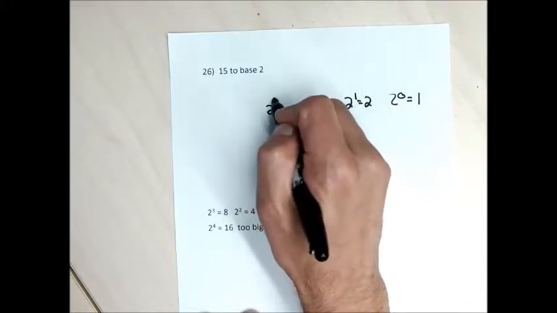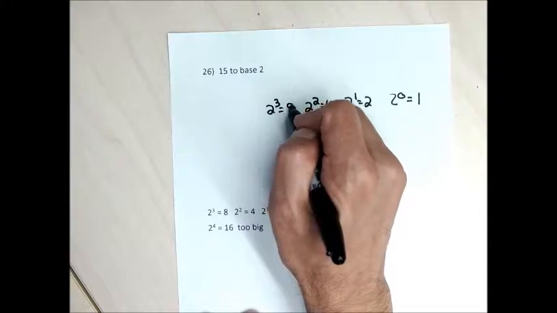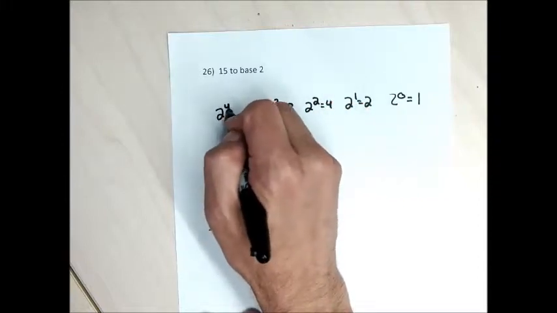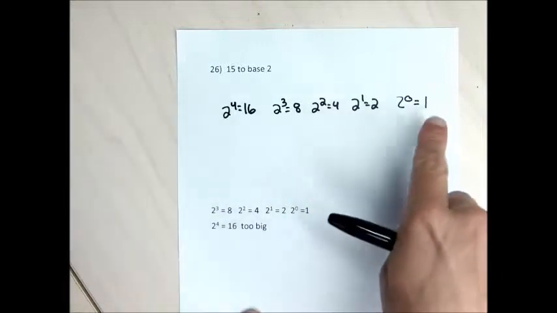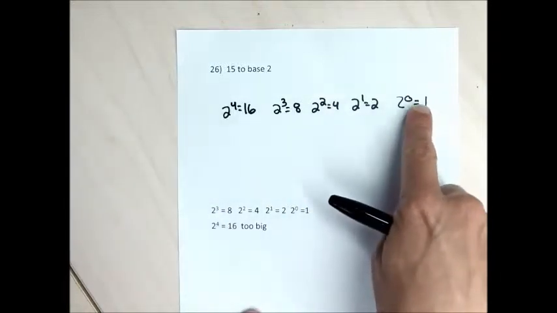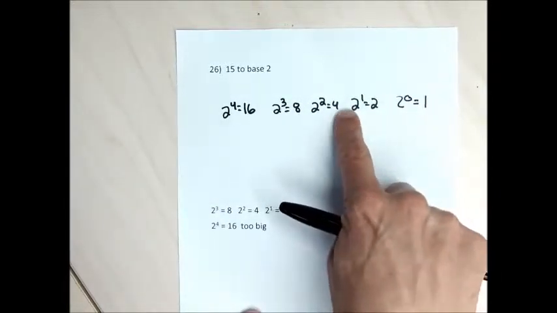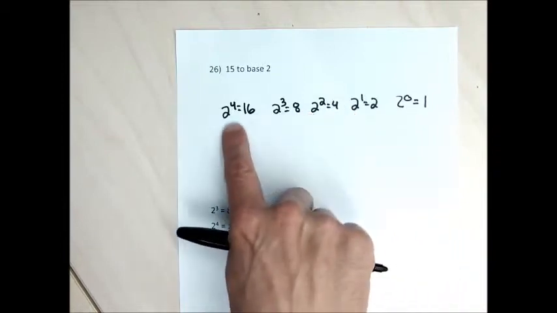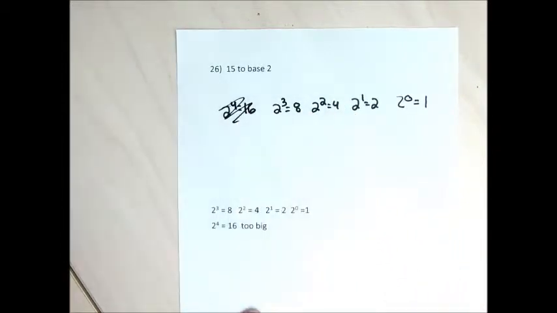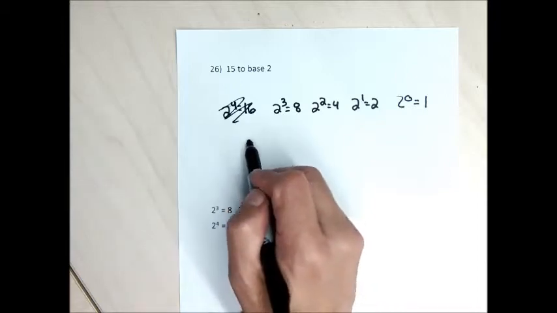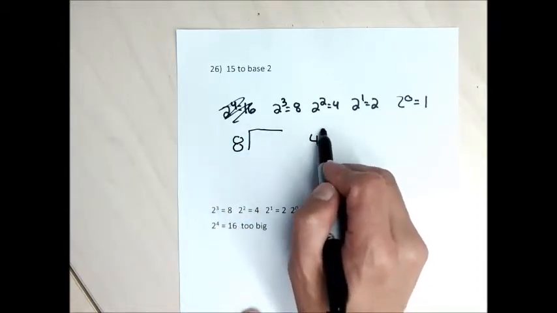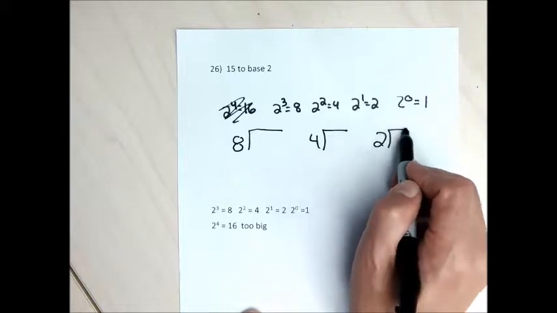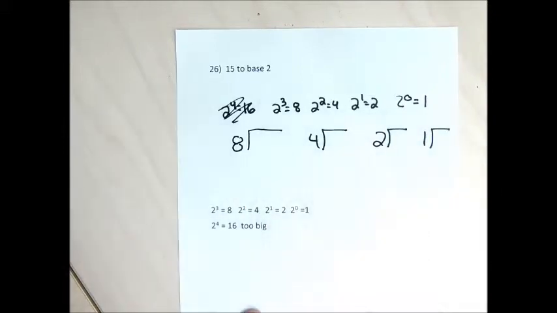Notice I'm writing them backwards because I need the biggest power to be first, the smallest power to be last. So the powers of 2 that I need to concern myself with are 2 to the 0, which is 1, 2 to the first, which is 2, 2 squared, which is 4, 2 cubed, which is 8. I don't need 2 to the fourth, which is 16. So I'm going to do my 4 divisions. I have an 8 out front, a 4 out front, a 2 out front, and a 1 out front.